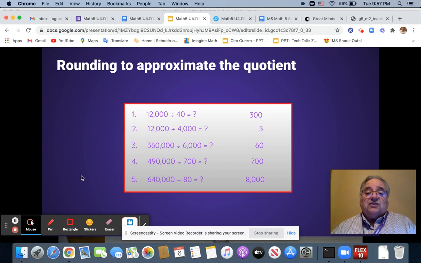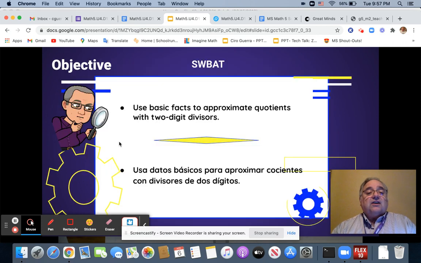You can be using all the skills you have here to answer the next few problems. Oh, let's get our objective first. Let me pause the video here. Get a brave scholar to read it. Excellent. Yes. Scholar will be able to use basic facts to approximate quotients with two-digit divisors. Approximate is a big word, but basically it means to estimate or take the best guess as to the closest answer we can get using two-digit divisors. So we're going to be dividing everything with two digits.